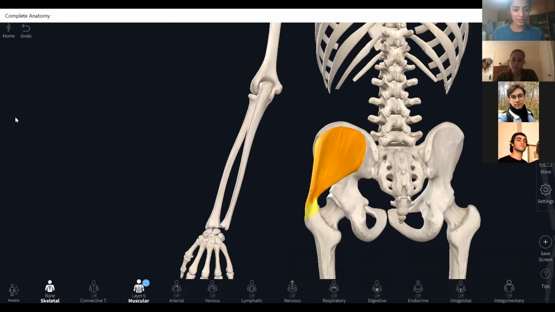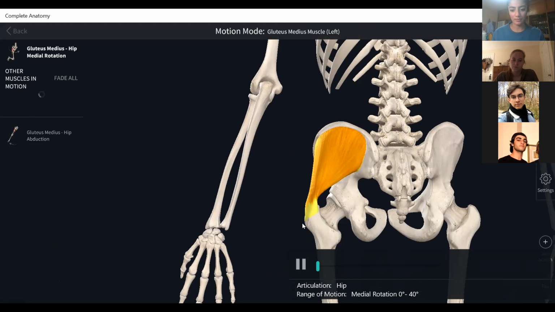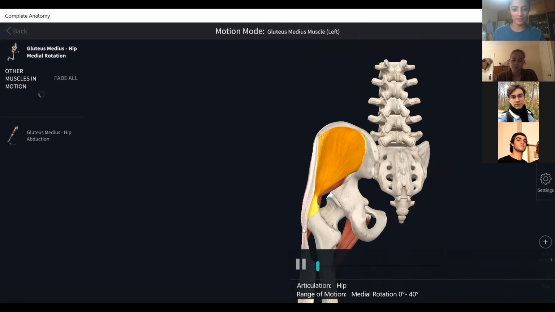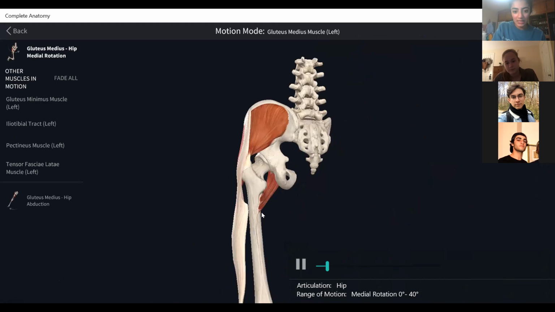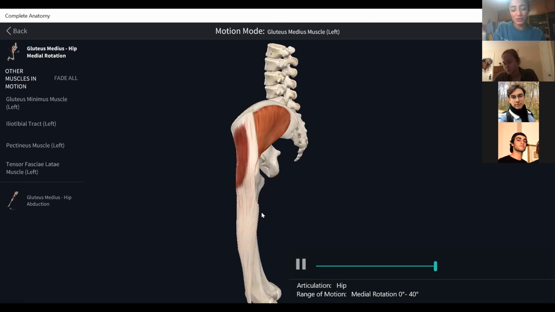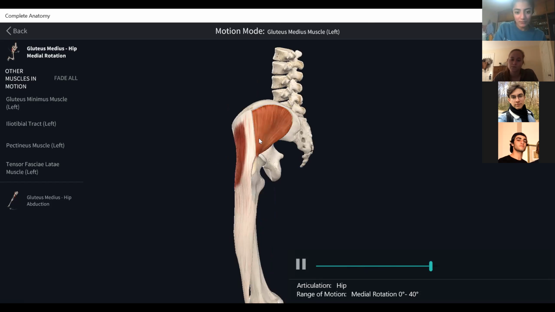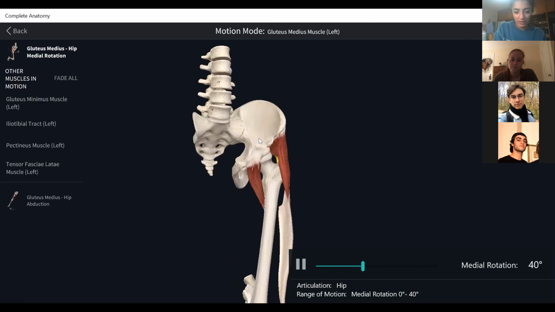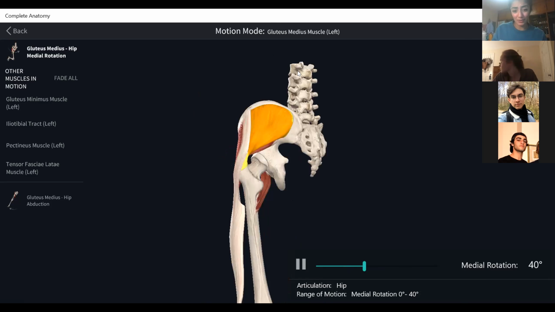And then if we pull up medial rotation, it might take a second. Okay, there we go. So here we have some medial rotation. And again, we can see that this muscle, the gluteus medius, is not working alone. Our lab text has really consolidated the major functions of each muscle, but here we can demonstrate how the gluteus medius will internally rotate.